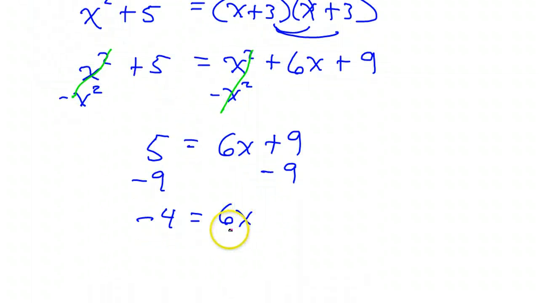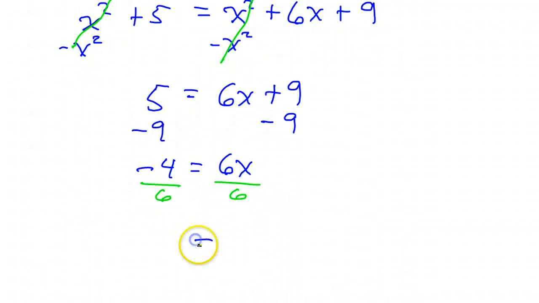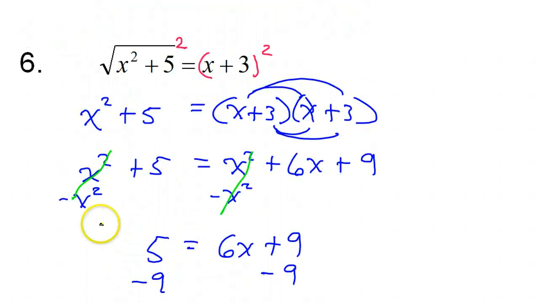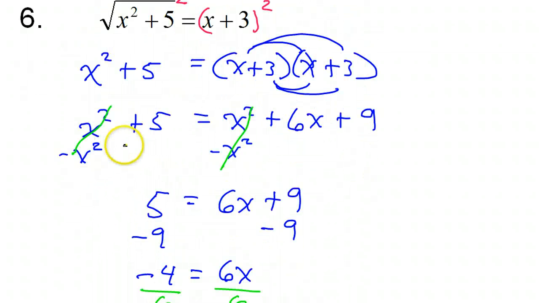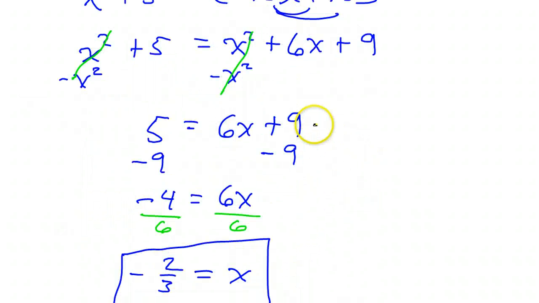Time to divide both sides by 6 to get x by itself. So that gives me x equals, because these 6's cancel out, and this will reduce to negative 2/3. So this is likely the answer. But we definitely need to check and make sure that this is not extraneous. It's a little bit difficult, but let's do it.